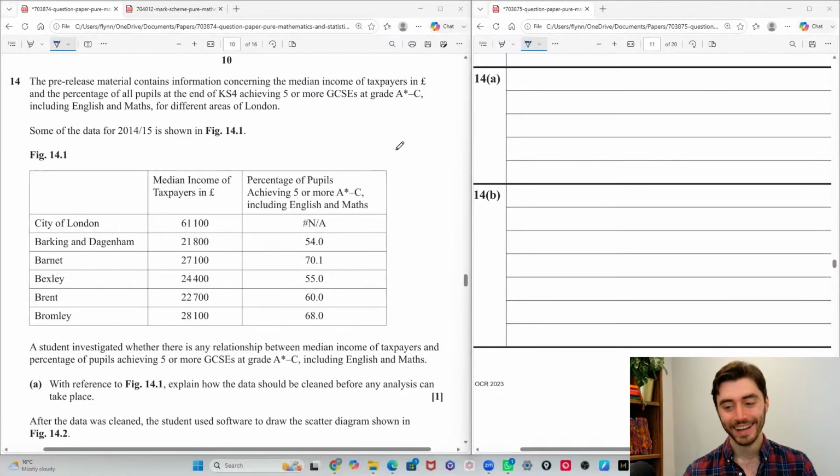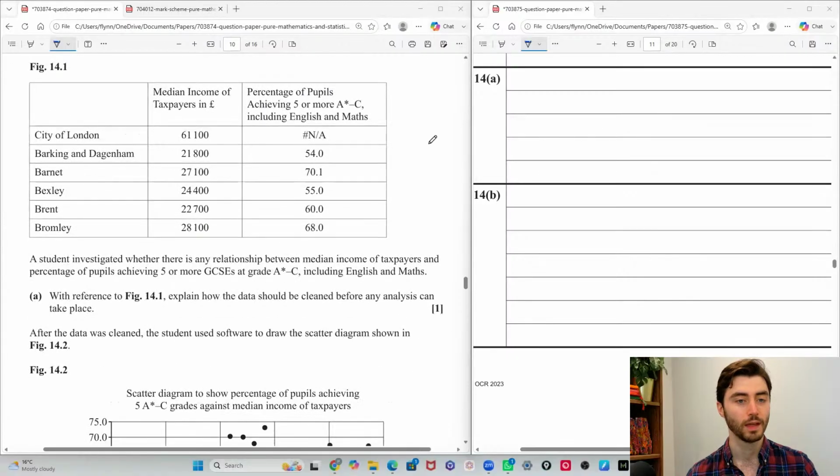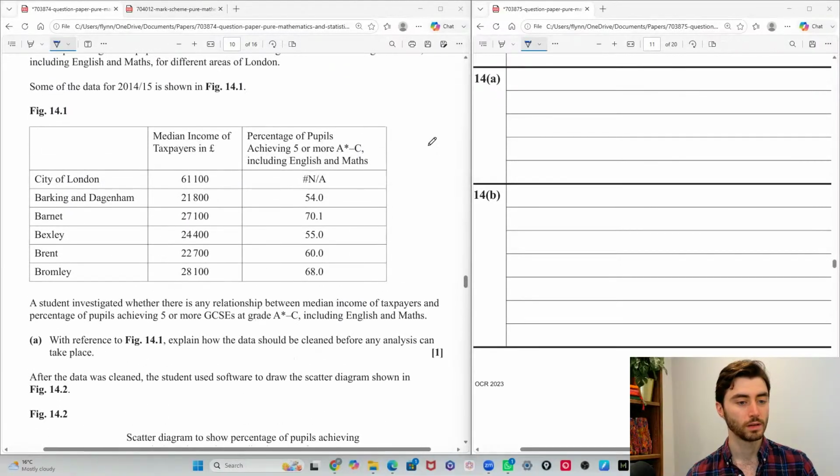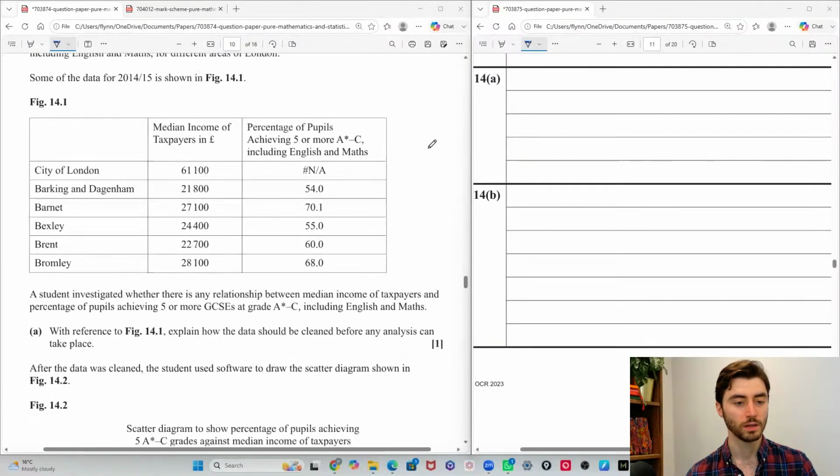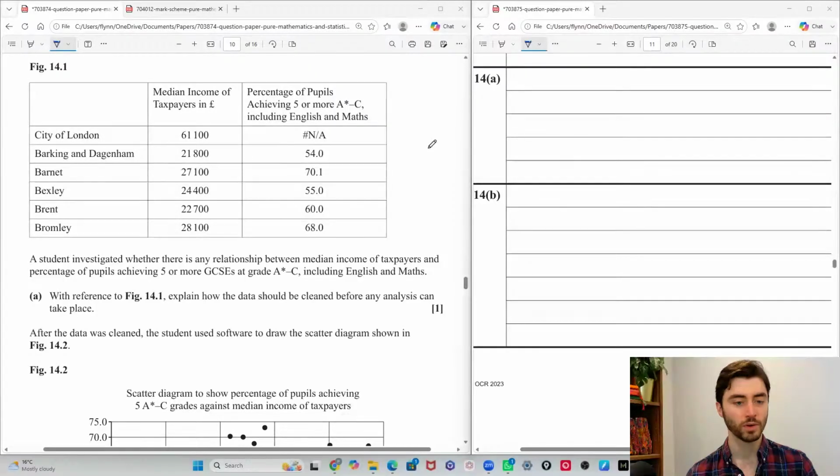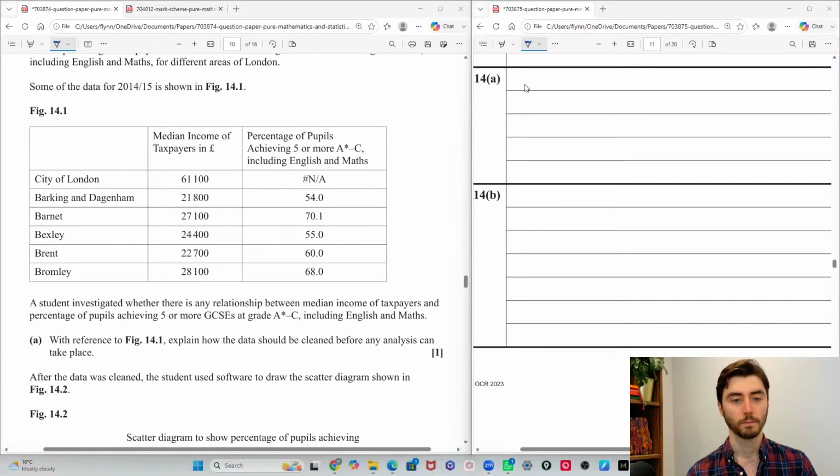Okay, fine. So the pre-release material contains information concerning the median income. Really, does it? I hadn't clocked that. And the percentage of all pupils at the end of Key Stage 4 achieving 5 or more GCSEs A star to C, including math and English. Whether there's any relationship, with reference to 14.1, explain how the data should be cleaned before analysis can take place. Get rid of City of London. There's no GCSE data.